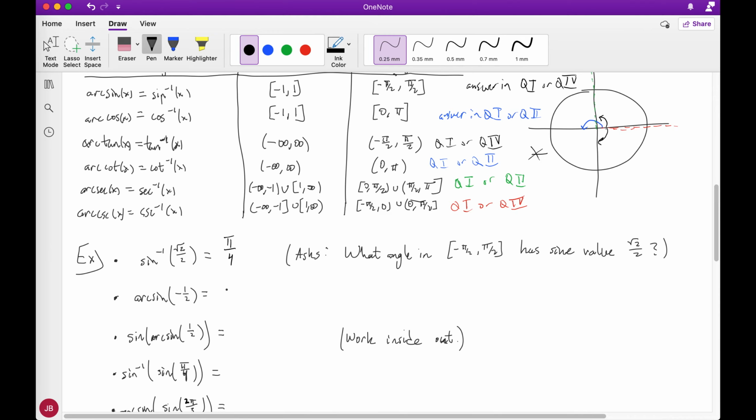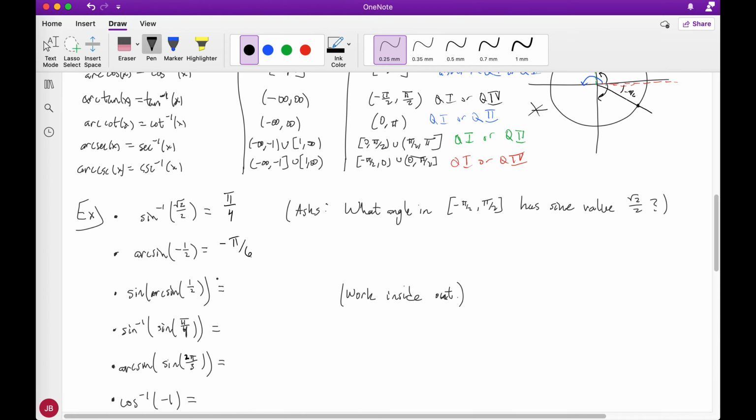Well, I think that's minus, what do you think? Pi over 6, right? So this angle right here has a sine value of minus 1/2, right?